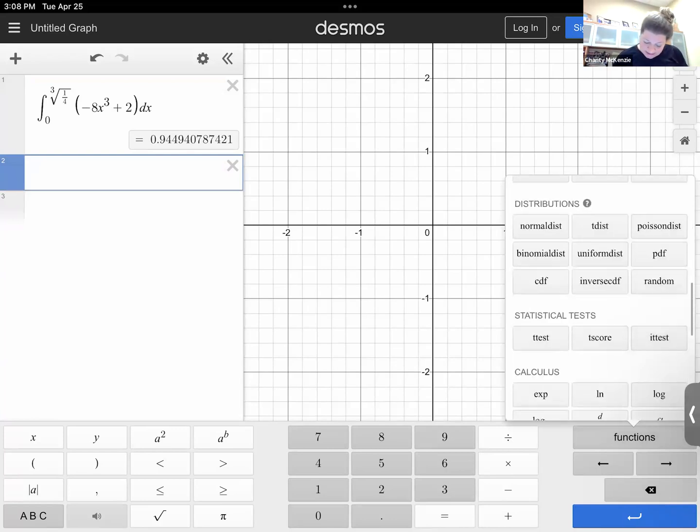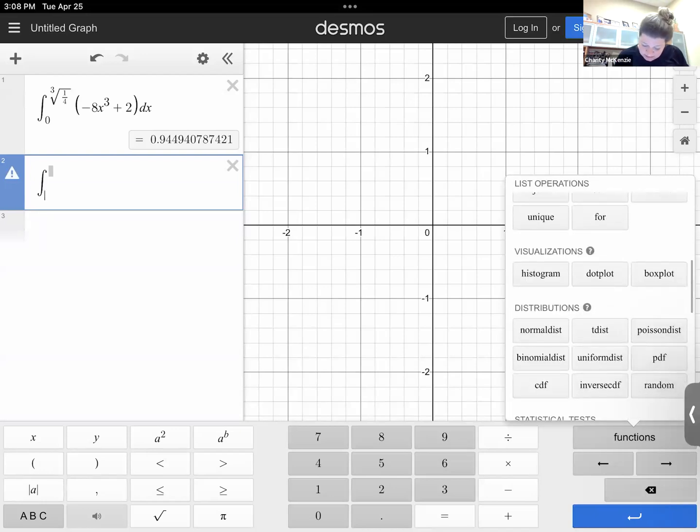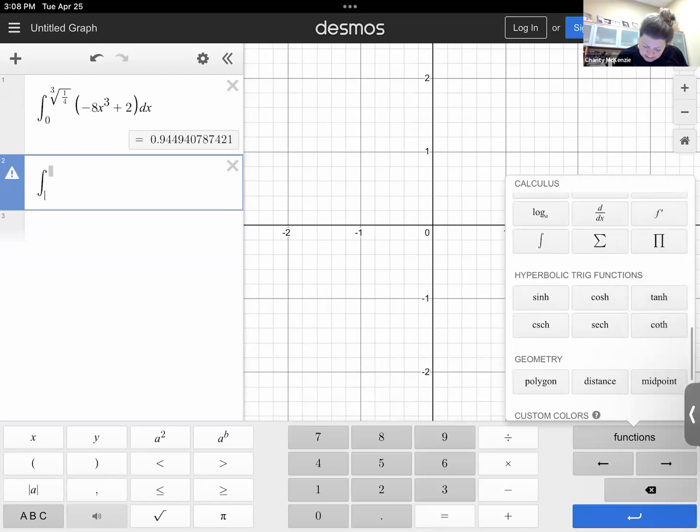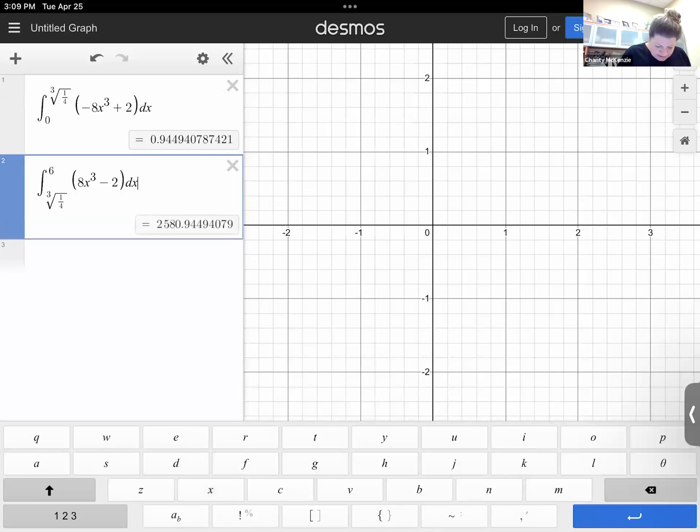Go to function, find that sucker again. Here we go. And this time we're going to go find that function. 3rd root again. 3rd root, the very bottom. So 3 inside, 1 divided by 4. And then up here, I need a 6. And you have to use parentheses for the function and then the dx, or it won't activate the answer. And our second function was 8x to the 3rd minus 2, which is what I was looking at. And then put in your dx, and there we go, which does match our answer.